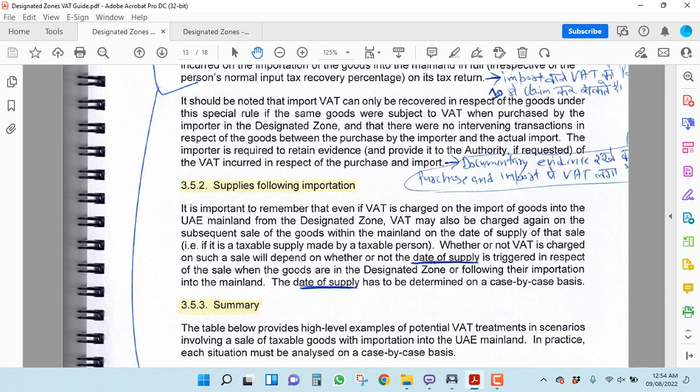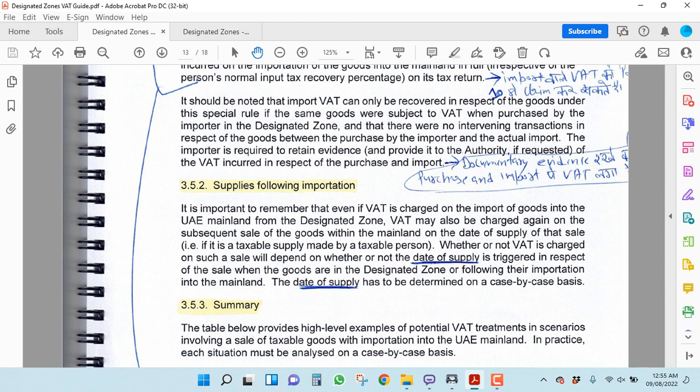Supplies following importation. It is important to remember that even if VAT is charged on the import of goods into the UAE mainland from the DZ, VAT may also be charged again on the subsequent sale of goods within the mainland on the date of supply of that sale, that is, if it is a taxable supply made by a taxable person. Like we imported the goods into the mainland from the DZ, now we are doing business, we are reselling that product. Okay, if VAT is chargeable there also, it is subject to the standard rated VAT. Okay, then VAT will be applicable.